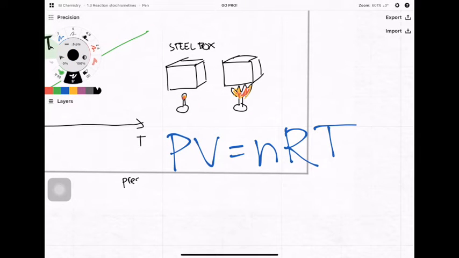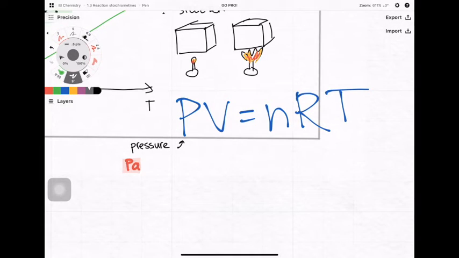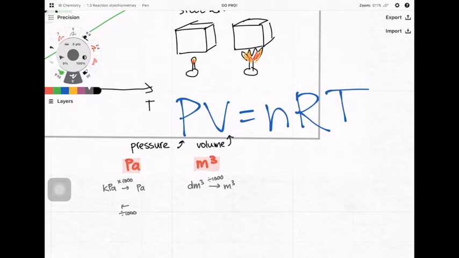Now let me go through each of these different variables. We have pressure, and the tricky thing here is you need to remember pressure is measured in pascals. A lot of the time IB will give you kilopascals. Just multiply that by 1,000 to get the number of pascals. Volume is measured in meters cubed, which is an unusual unit. Usually IB likes to give you decimeters cubed, and so to get that to meters cubed, we divide by 1,000.